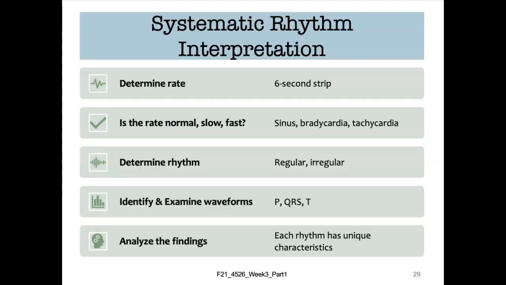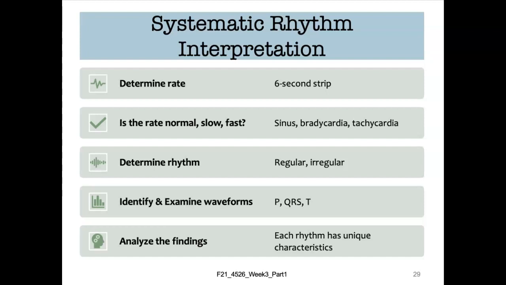So this is how you start off with your systematic rhythm interpretation. The first thing you want to do is determine the rate of the 6-second strip, and I'll teach you how to do that. You want to look at, is the rate normal, slow, or fast? And you're going to learn about sinus, bradycardia, and tachycardia. You're going to determine the rhythm. Is it regular or irregular?